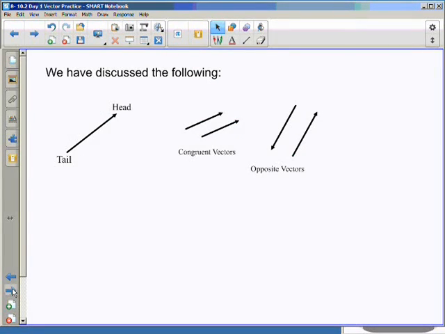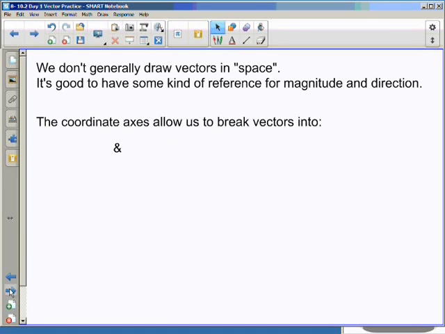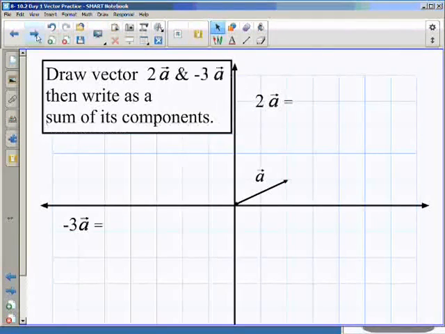You've already seen what a vector looks like. Some terms like congruent and opposite. You've done some adding. You've found components. But we don't generally draw vectors in just open space. It's good to have some kind of reference for magnitude and direction. The coordinate axes allow us to break vectors into components and standard directions, basically a horizontal and a vertical. We used i and j for that.